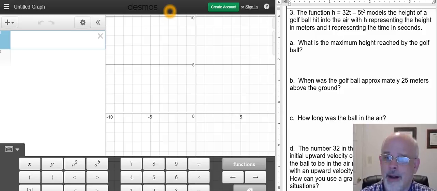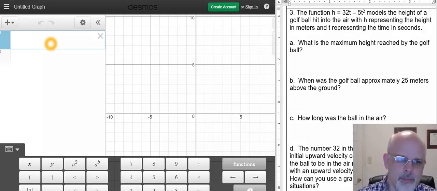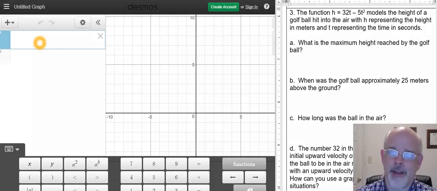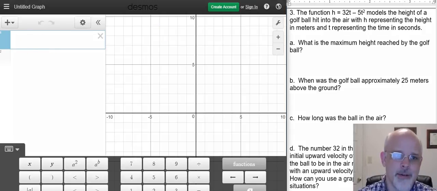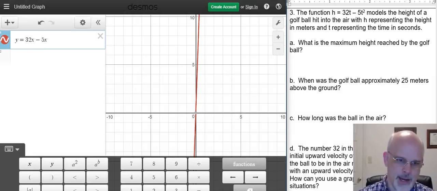It talks about hitting a golf ball into the air, and it gives us an equation, and part A says, what's the maximum height reached by the golf ball? And here's the way you'd use Desmos to figure it out. In this section is where you type in the equation. So I'm going to click over here. Desmos doesn't use H and T, it uses X and Y. So for the equation, I'm going to type in Y equals 32X minus 5X, and here's the squared button.